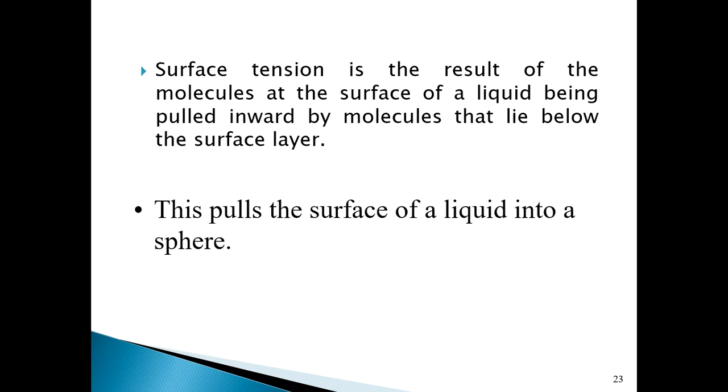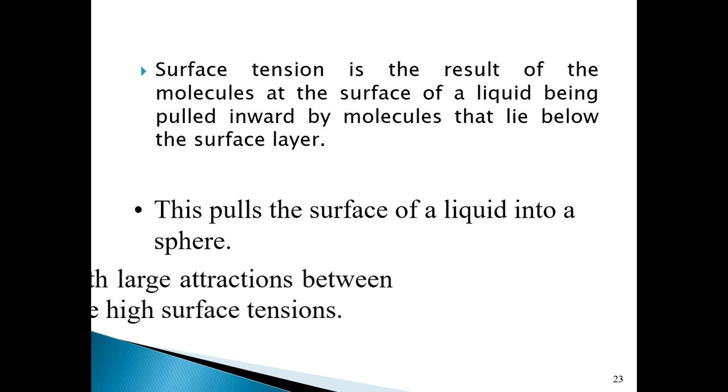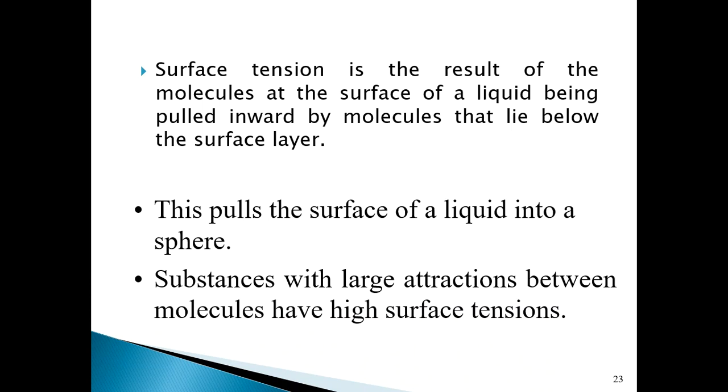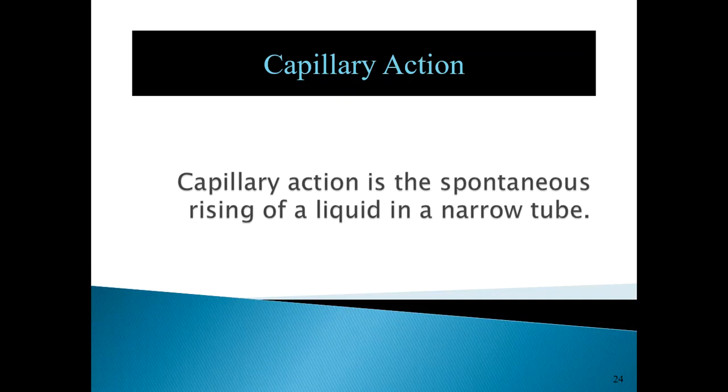And if you take a drop of liquid, for example water, what you'll find is that it automatically forms a sort of spherical shape. Again, that is due to surface tension, where the molecules on the inside of that droplet will pull the surface molecules towards the center, and therefore as a result you end up with a droplet. Substances with large attractions between the molecules typically have high surface tensions.